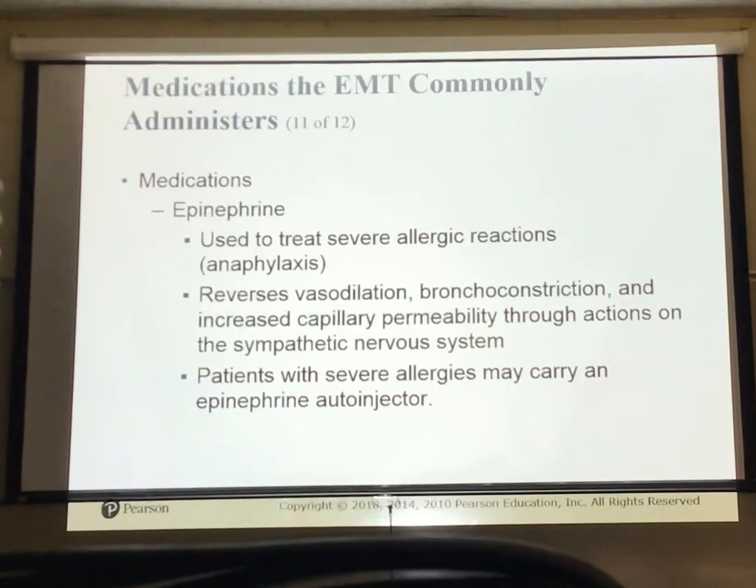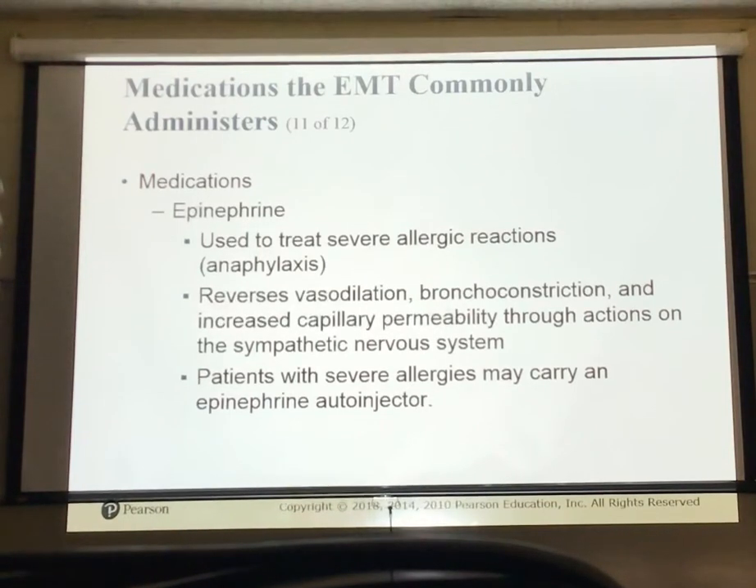Epinephrine constricts the vessels. It has alpha-1 and alpha-2 properties, increasing the blood pressure. It dilates the bronchioles, beta-2 properties, allowing the patient to move more air into the alveoli and decreases capillary permeability, alpha-1 and alpha-2, which reduces the leakage of fluid.